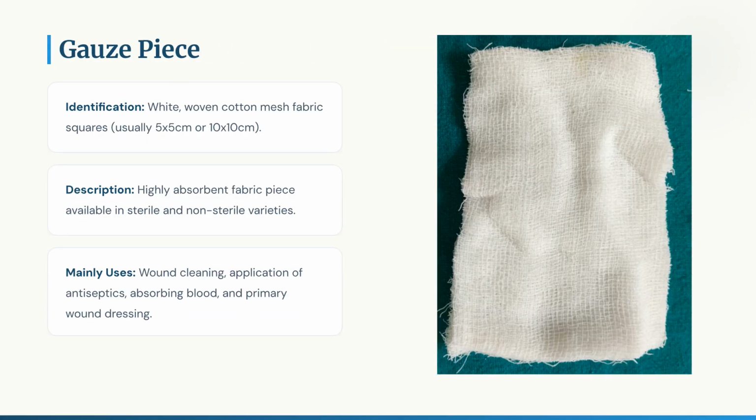The gauze piece is a white, woven cotton mesh fabric. This highly absorbent material is used for wound cleaning, applying antiseptics, absorbing blood, and primary wound dressing.